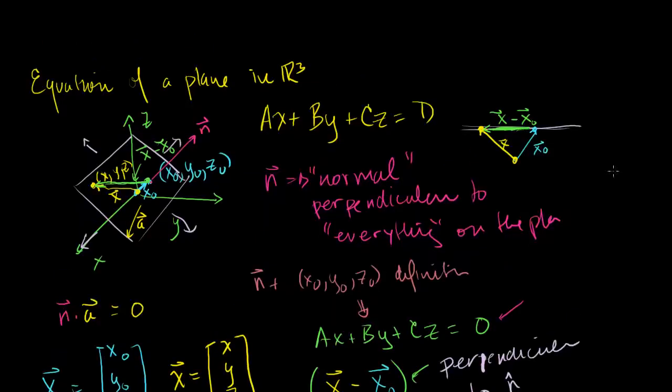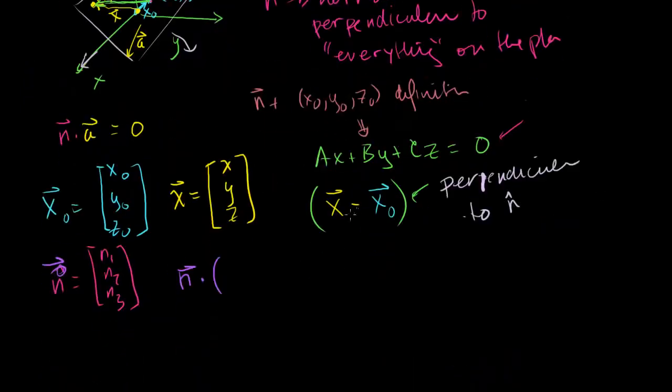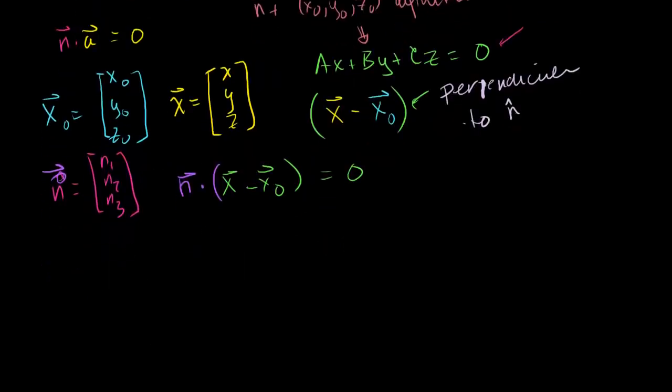Actually, let me draw it. I already drew the plane sideways, so I can actually draw my n vector. My n vector is going to look something like this. It's going to be popping straight out of the plane. And I could shift it over, but it's always going to be in that same direction. But it's going to be perpendicular to this vector right here. So n is perpendicular to x minus x naught, which means that their dot product is equal to 0. Well, what does x minus x naught look like? So this is going to look like this expression.